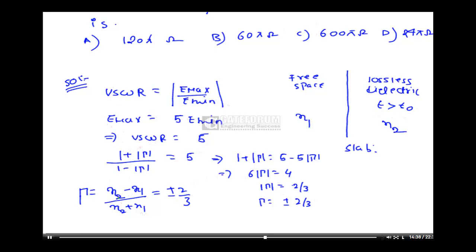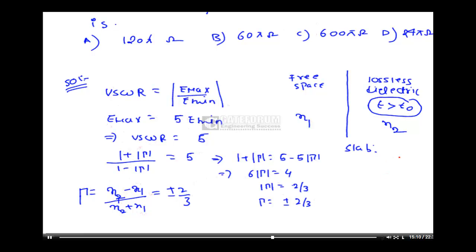Suppose eta 2 is greater than eta 1, then obviously it is a plus value. Suppose eta 2 is less than eta 1, then obviously it is minus 2/3. But we don't know here whether eta 2 is greater or less than eta 1. How can we know this? It is based on the given characterization. Here, epsilon is greater than epsilon naught.